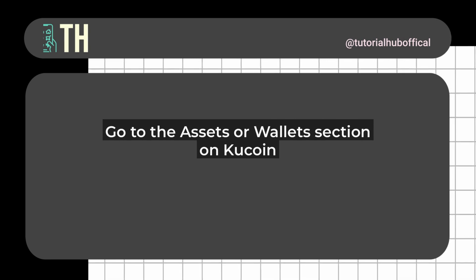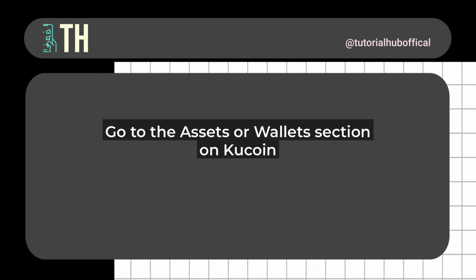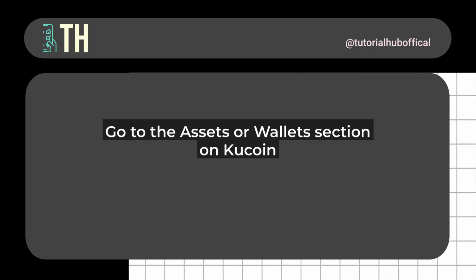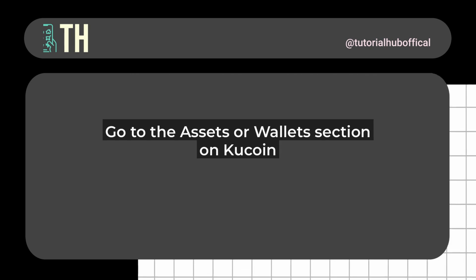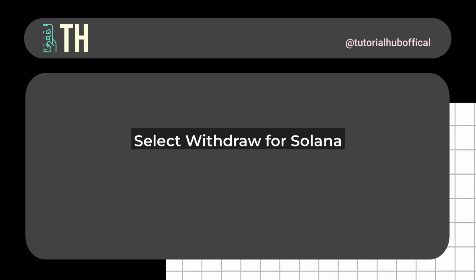Now, head over to your Kucoin account. Log in securely and navigate to the Assets or Wallets section. Find your Solana balance and look for the Withdraw button next to it. Click that, and you'll be prompted to enter the withdrawal details.